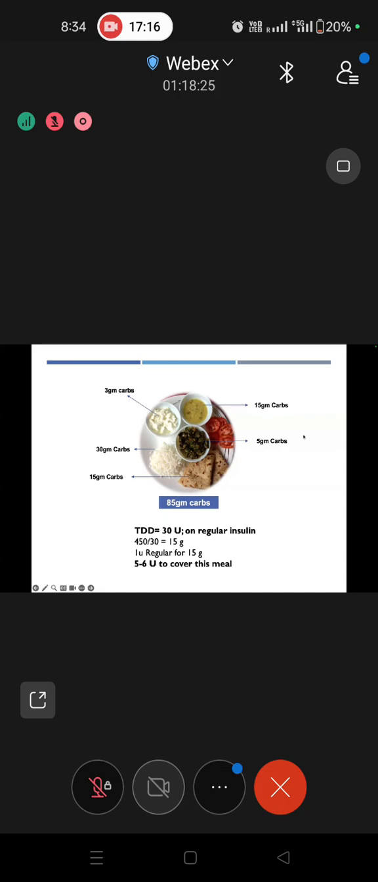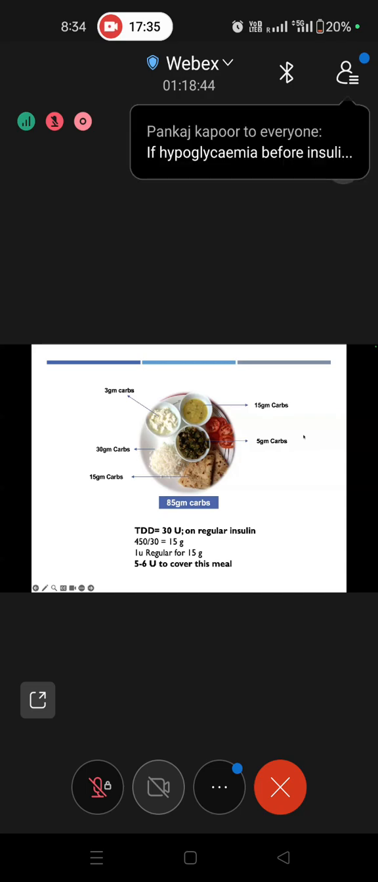Now the difference between the insulin dose and the meal time will depend upon the type of insulin. If you are using rapid acting analog, the difference would be 15 minutes, and if you are using a regular insulin, the difference would be 30 minutes. So that depends upon the type of insulin, not on the amount of carbohydrates.